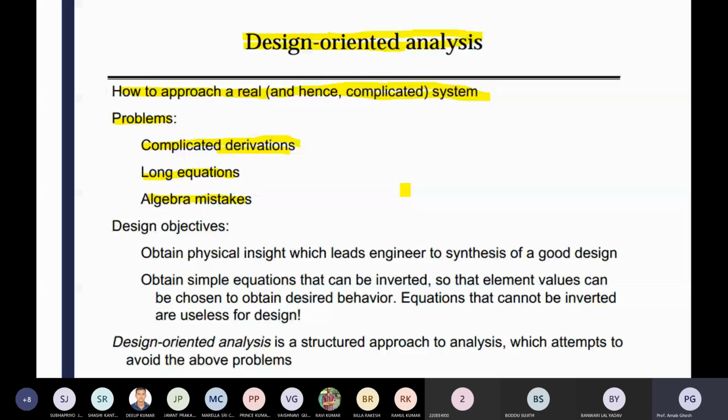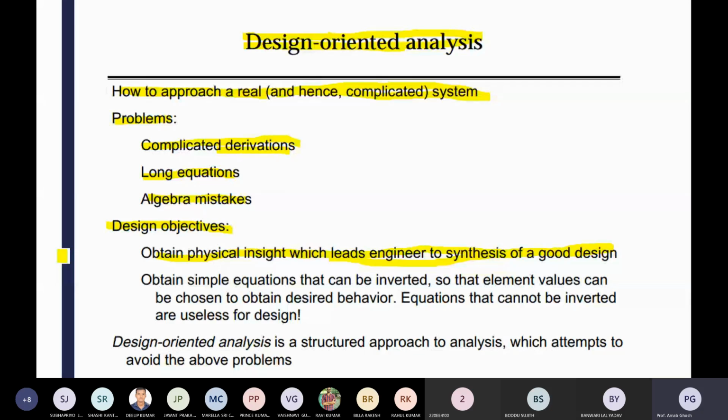Then the design objectives. So what are the objectives? Why are we going for the design? To obtain the physical insight. Physical insight leads the engineer to synthesize a good design. So we have to realize the physical insight. Practically, one system is working, so how accurately can you define that system in mathematical terms? That is the main motivation, and it is called the physical insight.